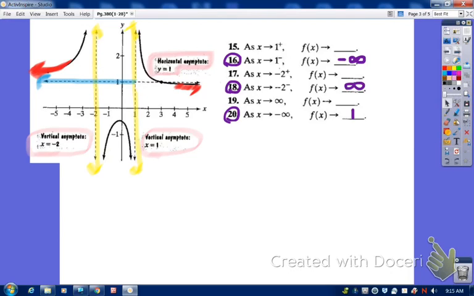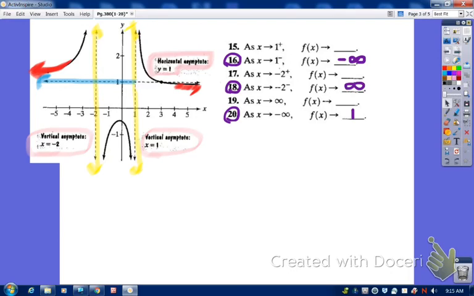Okay? And what would y be approaching on that piece that I just highlighted? Would it be pointing straight up? Nope. Straight down? Nope. It's leveling off, and it's leveling off where y is equal to what? 1. So on this particular graph, as the graph goes to negative infinity and positive infinity, f of x approaches 1.